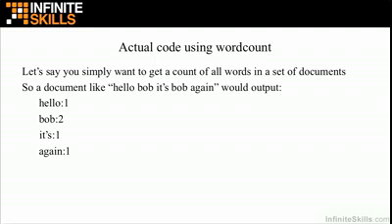The actual code using word count, we're going to look at in a bit, but just to refresh our memory, the word count algorithm is simply taking all the documents that we have in a single collection. So if we had a document containing the text "hello Bob, it's Bob again", the output of the word count algorithm would say that hello appeared once, Bob appeared twice, it's appeared once, and again appeared once. We're going to run this over the entire Shakespeare data set for our example to see how many times each individual word was used in Shakespeare's writing.